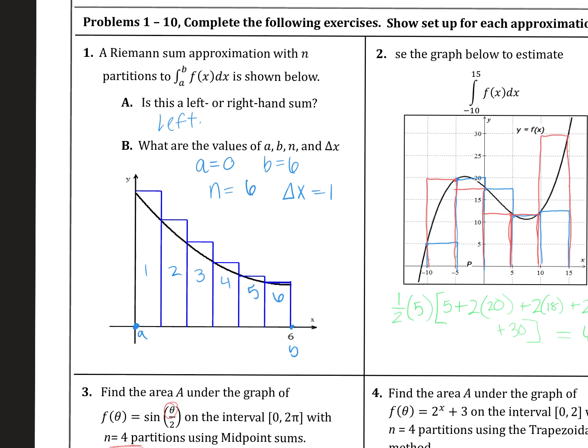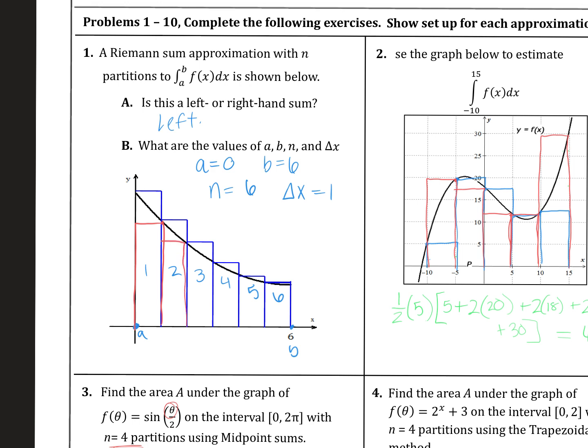So what's the difference between left and right again? For left, the top left of your rectangle should be on the graph. A right hand one would start like this on the graph. The top of your rectangle starts here, and then you draw it that way.